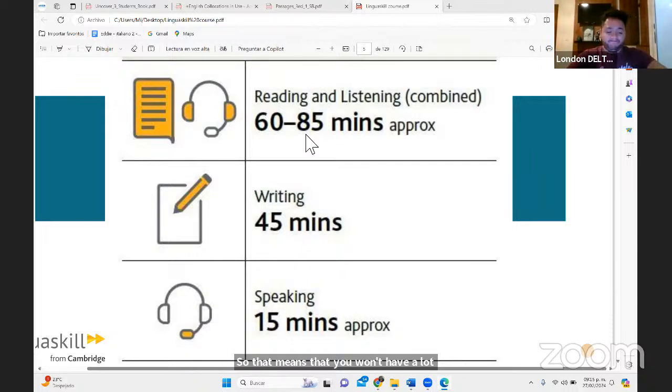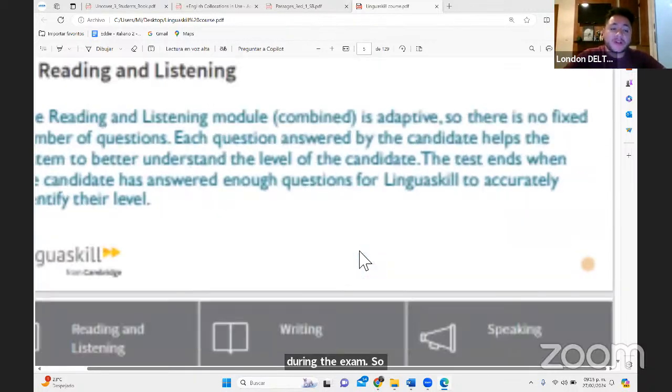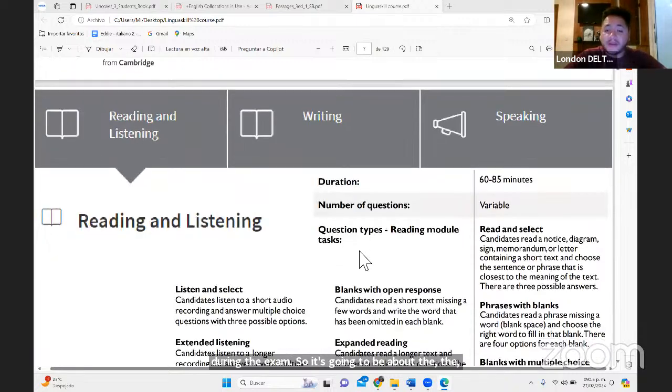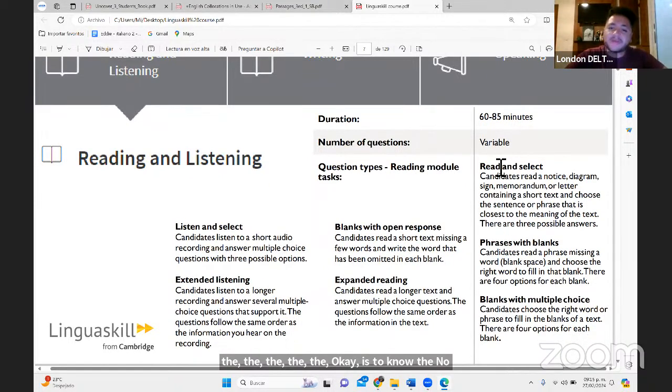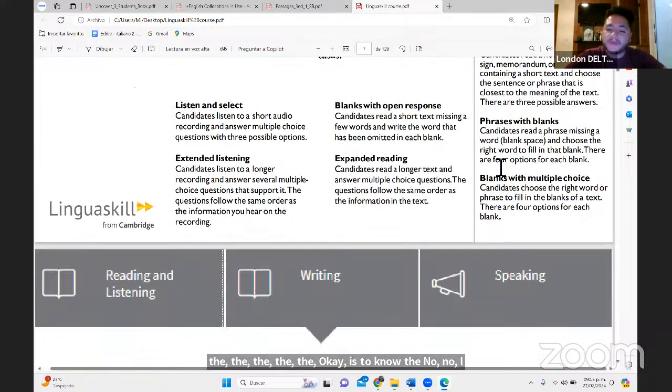So that's the point. Why is it like this? To improve your experience during the exam. So it's going to be adaptive. De hecho, aquí mientras veamos el examen van a ver que, por ejemplo, el número de preguntas es variable. Esto no tenemos un número de preguntas exacto porque va a depender de nuevo de su desempeño.